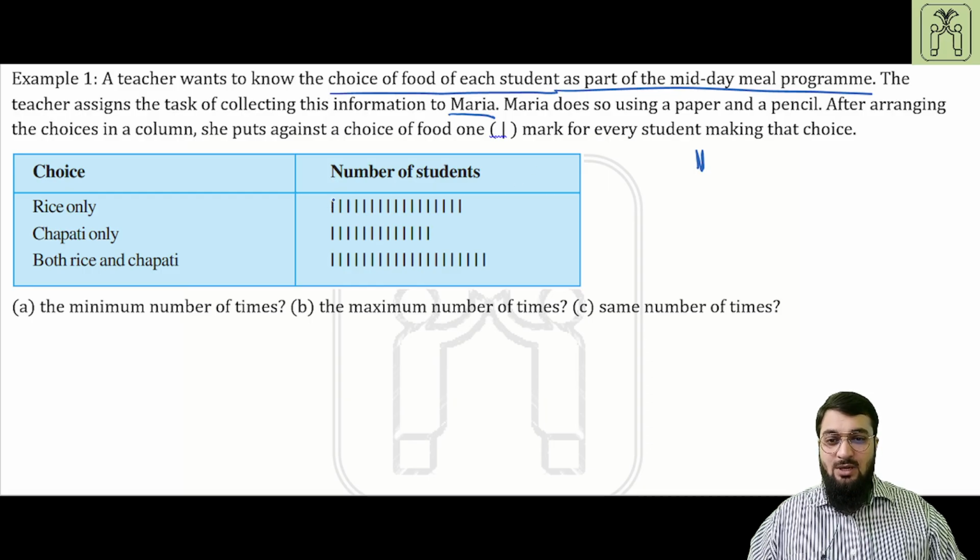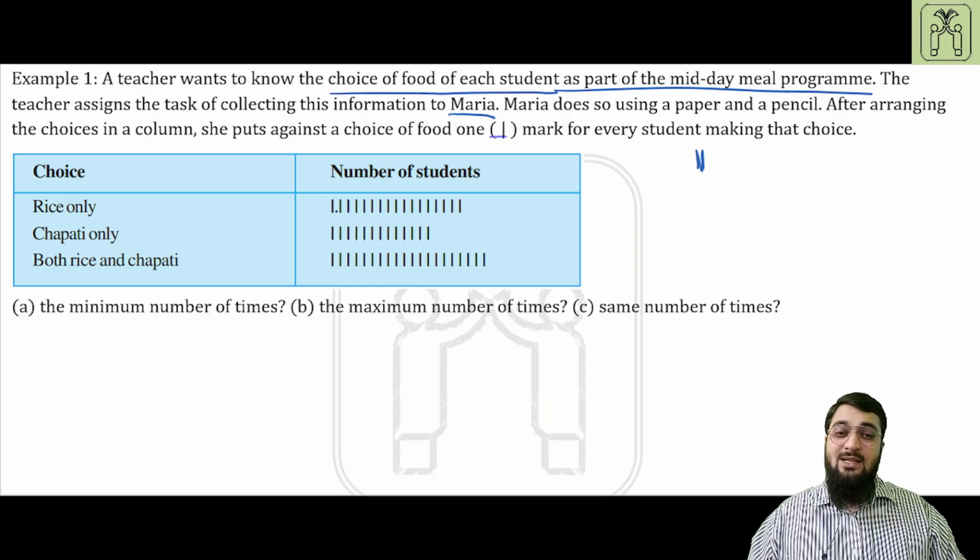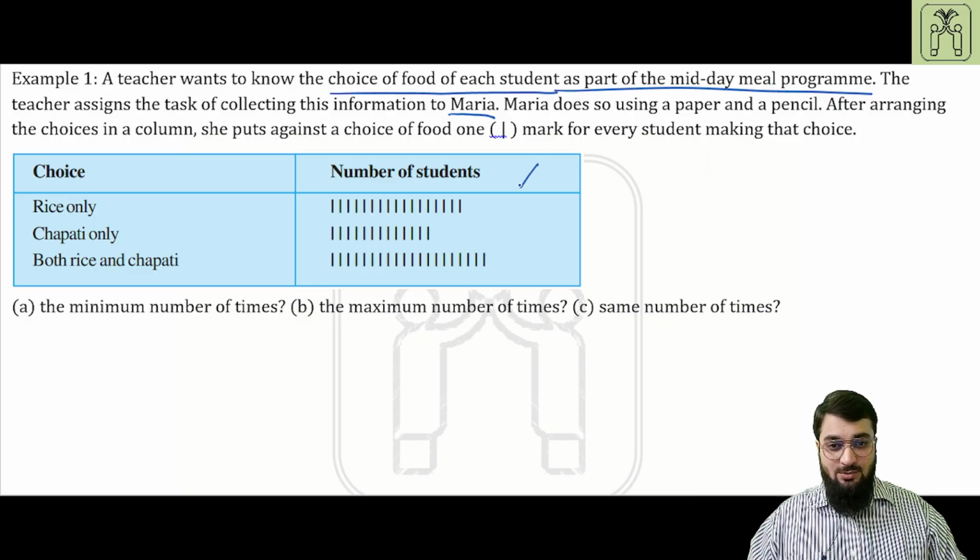So this is the manner in which she collects the data. Not organizes the data, she collects the raw data in this manner. So this is the collection of data. So how will we organize? We will look into that also.